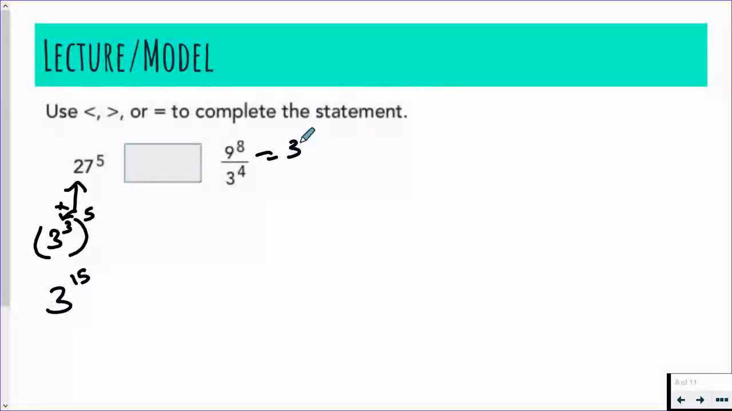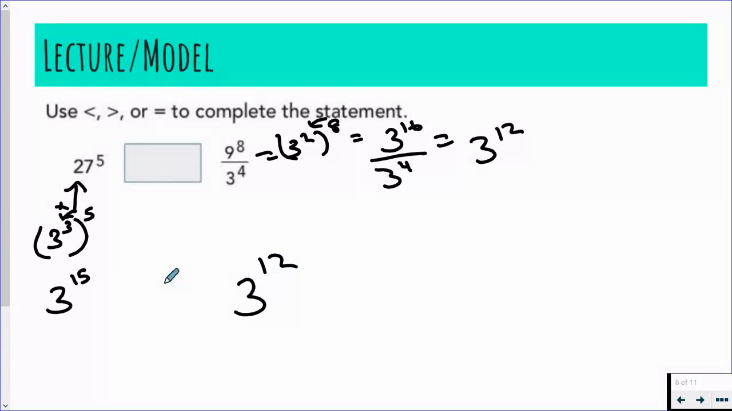This 9 is going to be 3 squared raised to the 8th power, which is the same as 3 to the 16th, because I use my power of a power rule, over 3 to the 4th, which would be the same as 3 to the 12th, because when I use my quotient rule, I'm going to subtract. So again, 9 becomes 3 squared, and then we multiply those two exponents because it's 3 squared raised to the 8th power. So that becomes 3 to the 16th over 3 to the 4th. You subtract those exponents, you get 3 to the 12th. So 3 to the 15th is greater than 3 to the 12th.